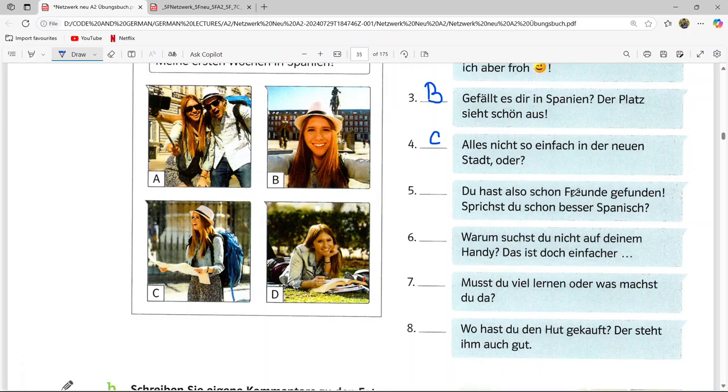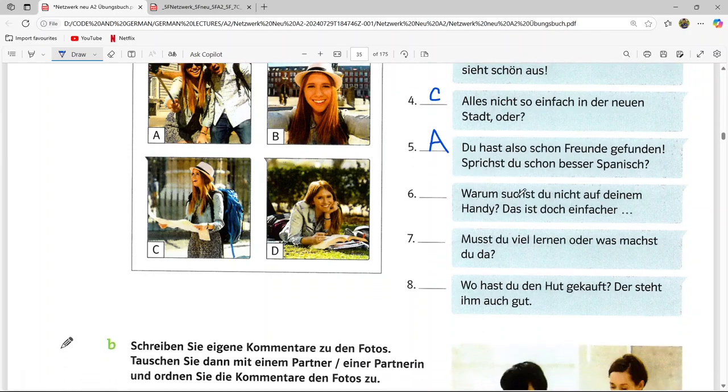Du hast also schon Freunde gefunden. You already have found friends. Sprichst du schon besser Spanish? So do you already speak good Spanish? So finding a friend, this one, picture A.